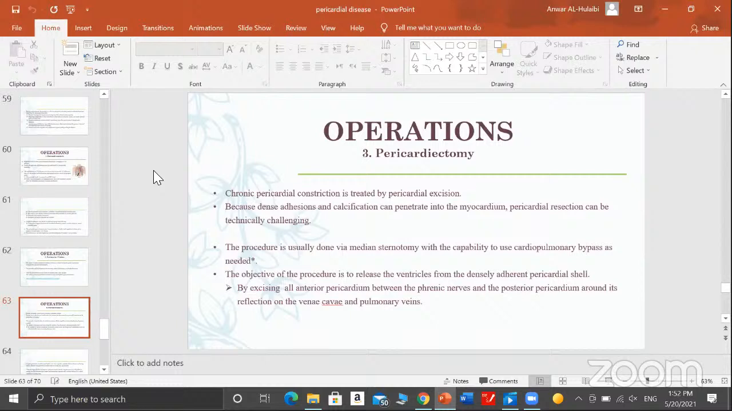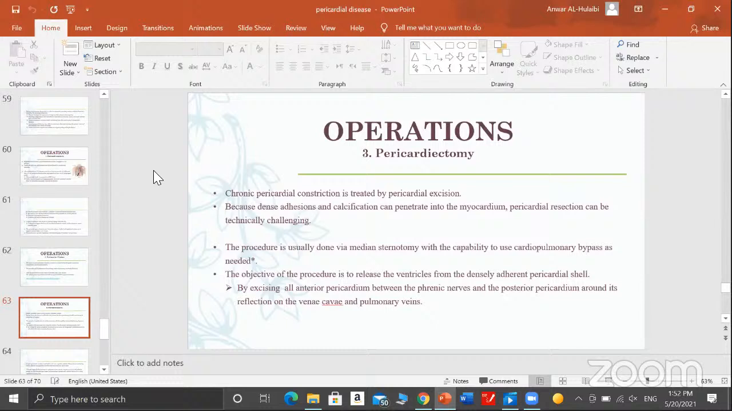I read that some surgeons prefer the counter-traction provided by the filled heart, which facilitates the pericardial stripping. And also some surgeons do the pericardiectomy through a left anterior thoracotomy. So it is a surgeon preference. The objective of this procedure is to release the ventricles from the densely adherent pericardial shell.